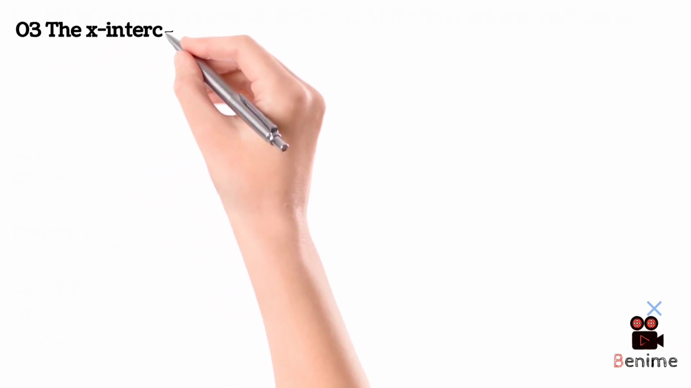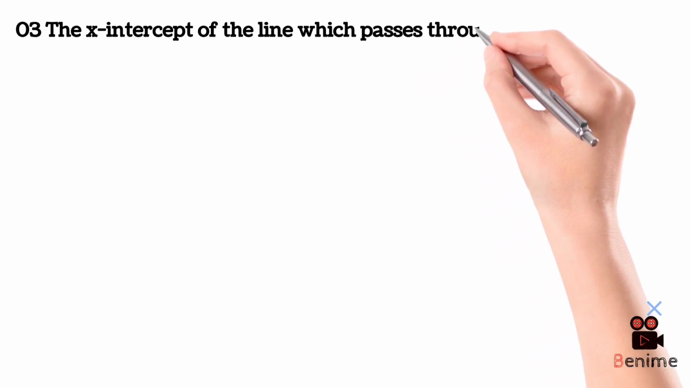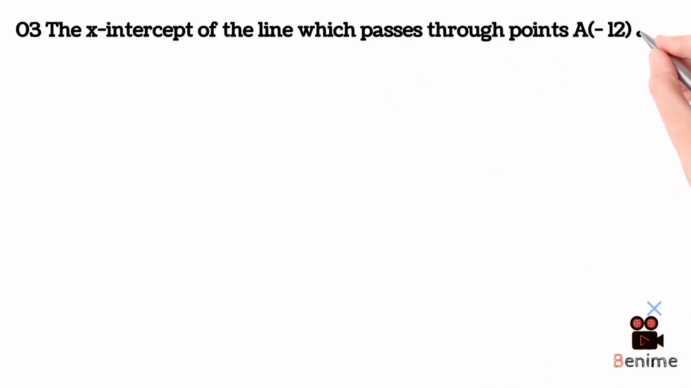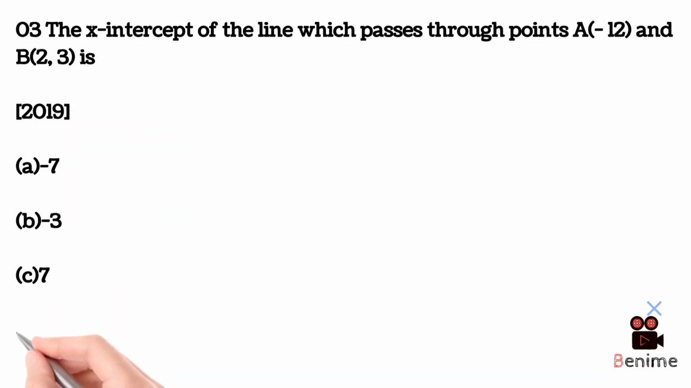Q3. The x-intercept of the line which passes through points A(1, 2) and B(2, 3) is: A. -7, B. -3, C. 7, D. 3.